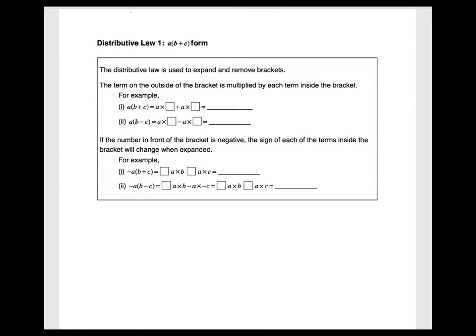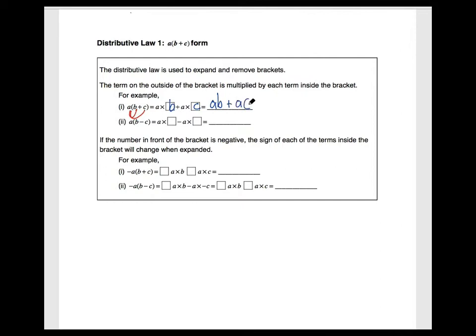For example, here we have the equation A bracket B plus C. In this instance here, we are going to multiply A times B and then also A times C, like that. So in order to solve that, we would then take our first term, A times B, and then add A times C, giving us the simplification AB plus AC.